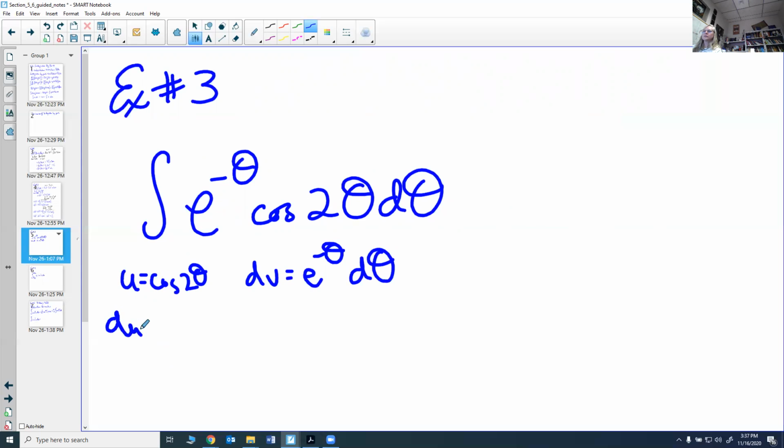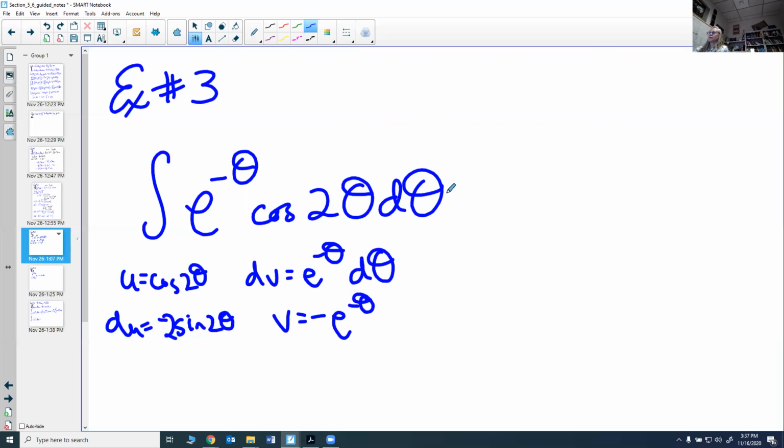So my du would be minus 2 sine of 2 theta, because remember you take the derivative of the outside, which is the derivative of cosine is minus sine, and then times the derivative of the inside. The derivative of 2 theta is 2. The integral of dv is v. The integral of e to the minus theta, well, you have to do a little bit of substitution here. Because I have e to the minus theta, not e to the theta, if I took the derivative of that, I get minus. So I'm just going to get minus e to the minus theta.